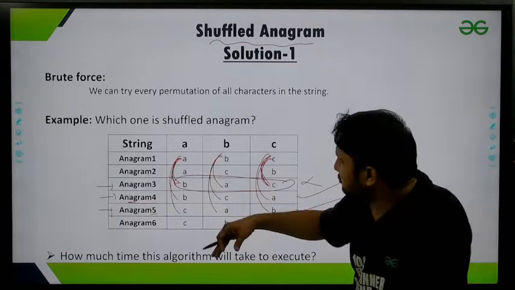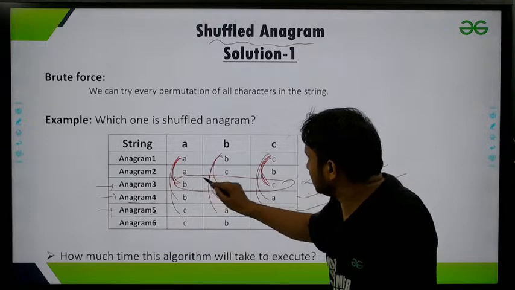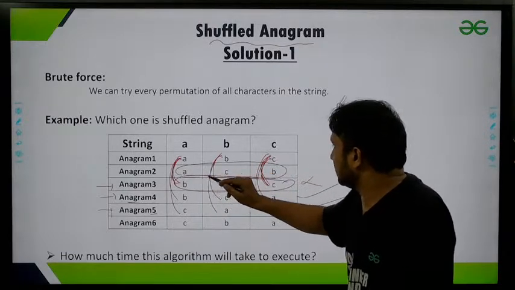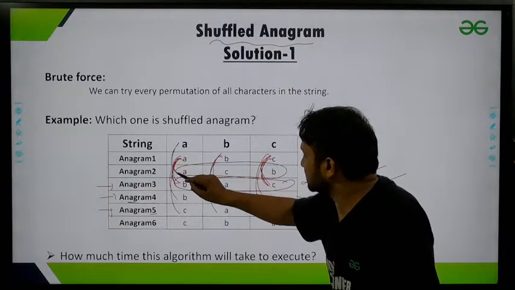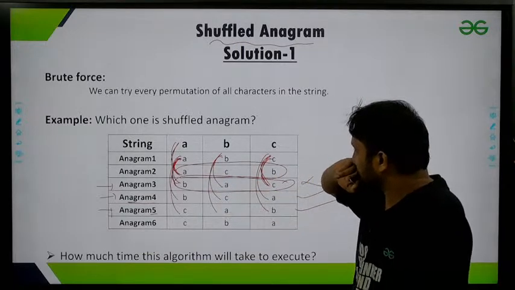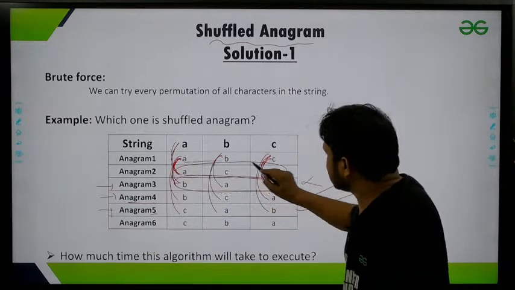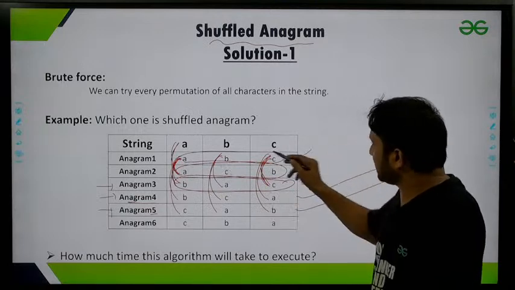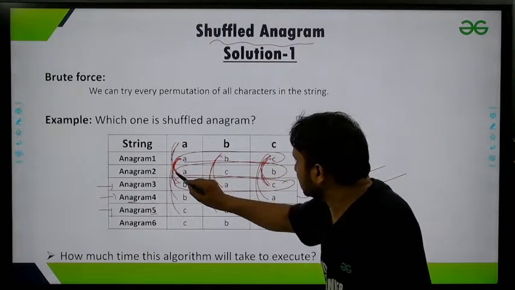And let me check the other also. What about this? This will definitely not match. This is A and A is matching. Okay, I was comparing here. Actually, this is the same. This will not match. This is the same as the string, and this A is matching.